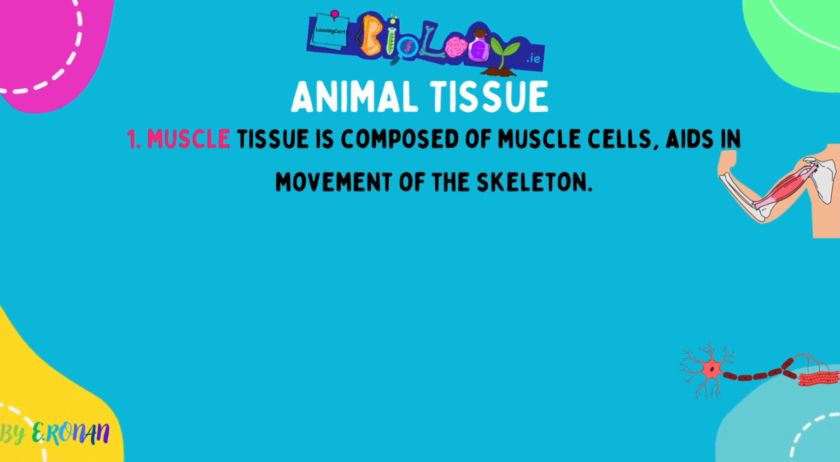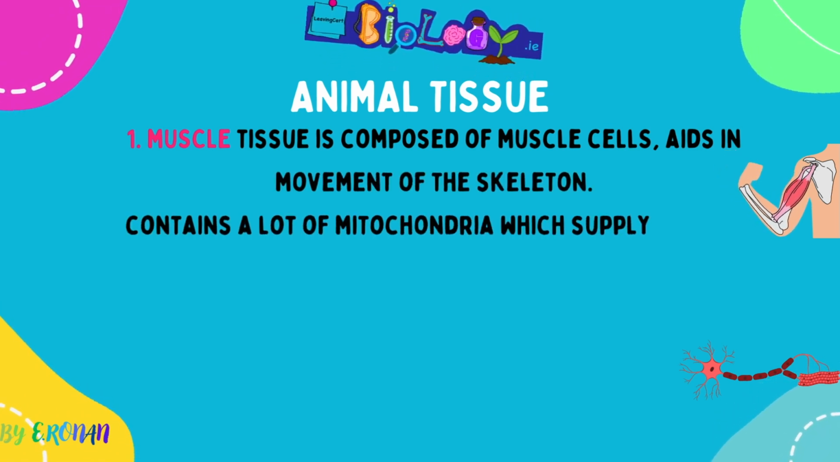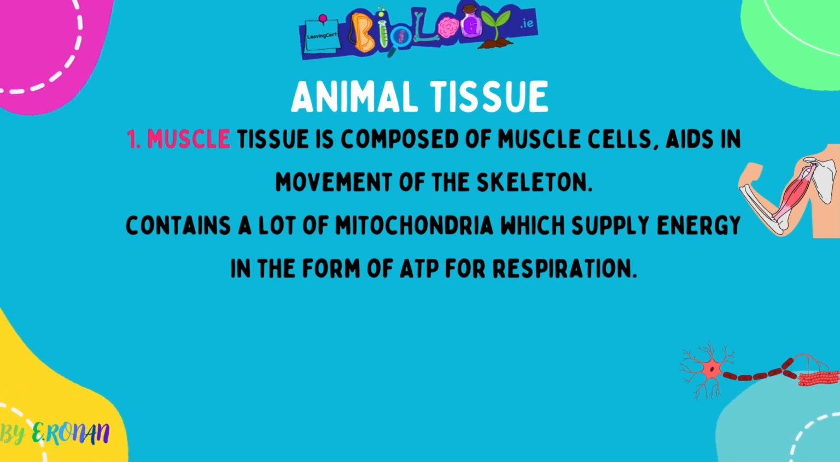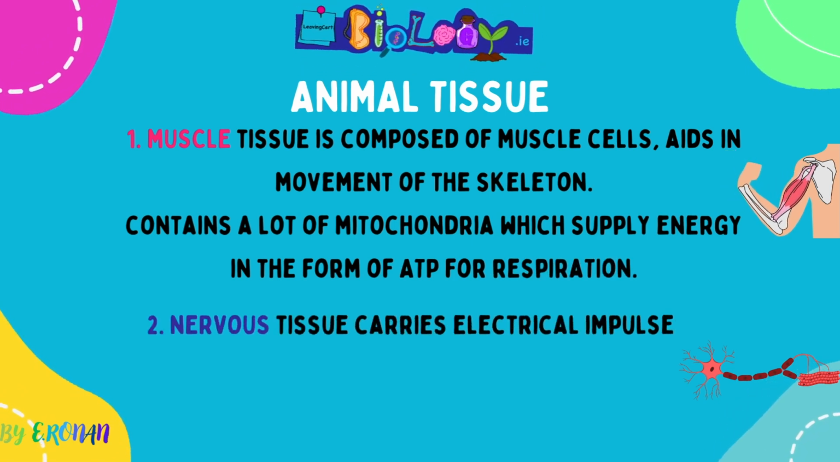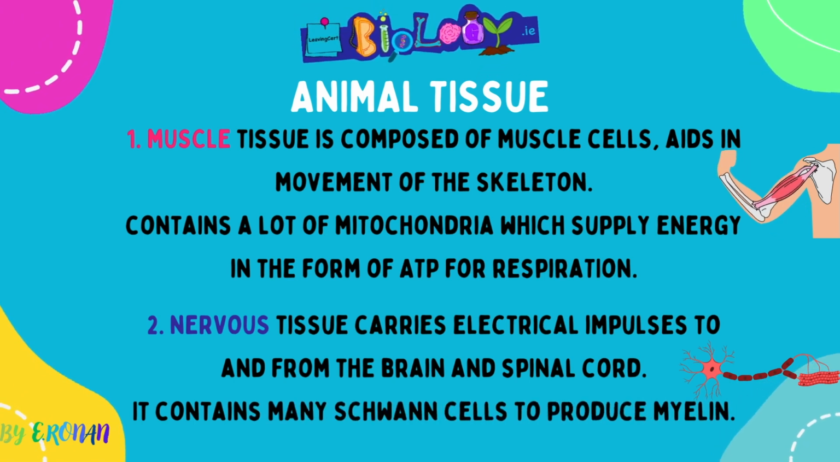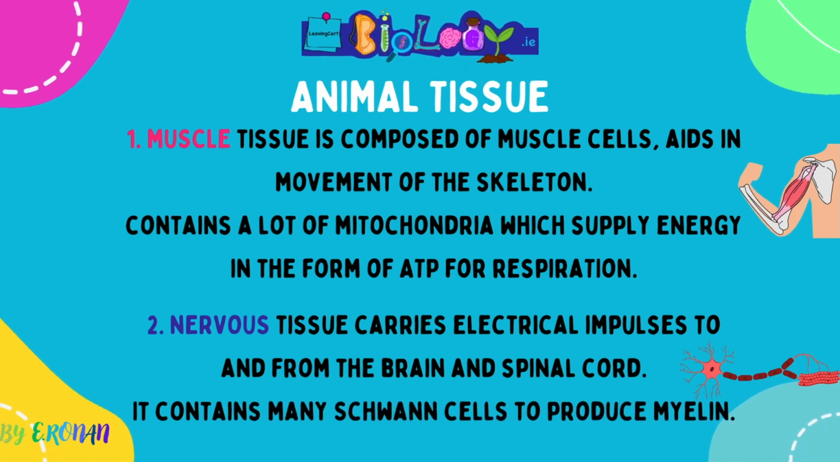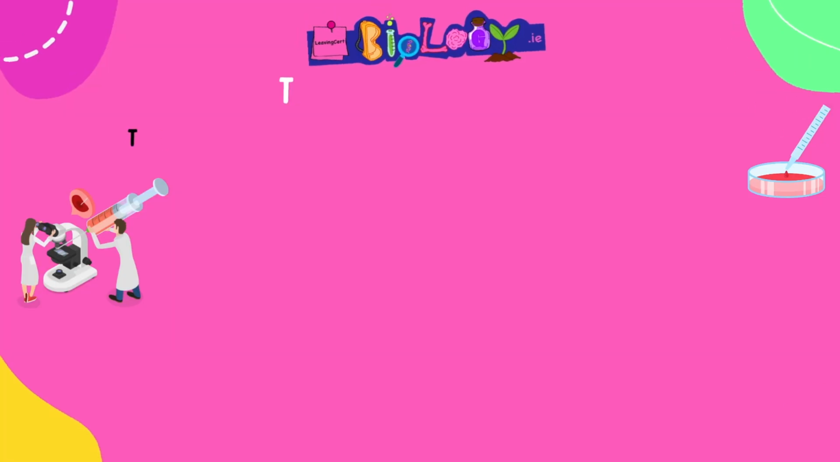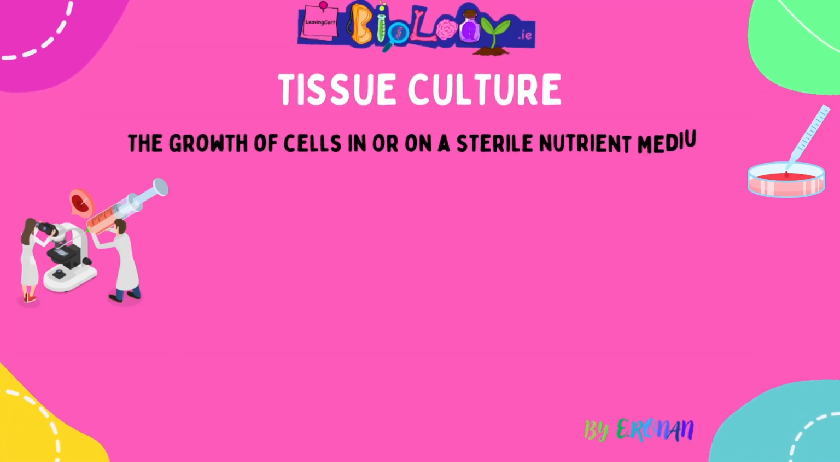The animal tissues then: muscle is composed of muscle cells. It aids in the movement of the skeleton. Adaptation: it contains a lot of mitochondria which supply energy in the form of ATP. Nervous system then, nervous tissue carries electrical impulses to and from the brain and spinal cord. It contains many Schwann cells to produce that myelin sheath, that fatty rich tissue.